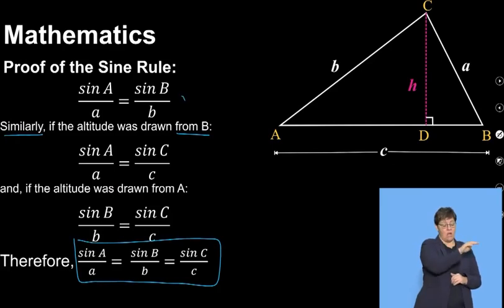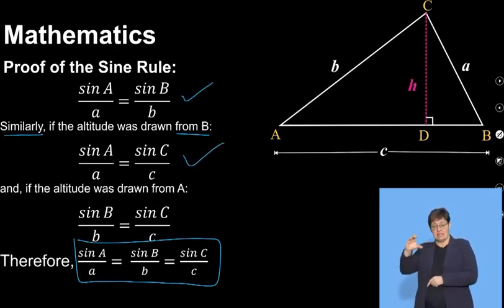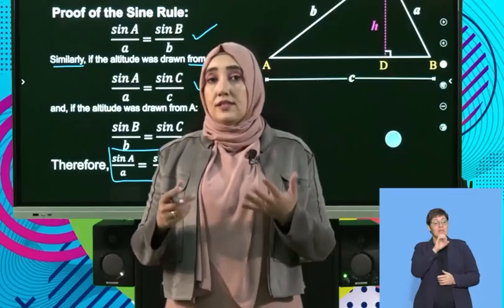We've proved that sine A over A equals sine B over B, and that's equal to sine C over C, so they all three have to be equal to each other. And remember, from this we can conclude the reciprocal version by just swapping that around. Okay, so that was the sine rule proof.